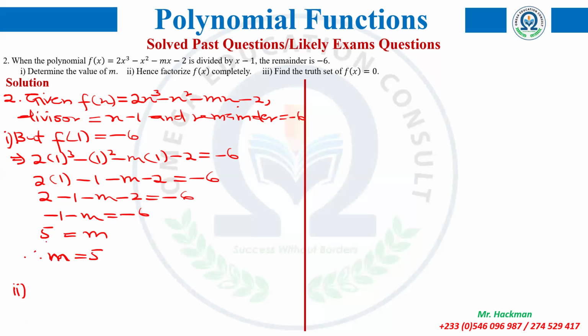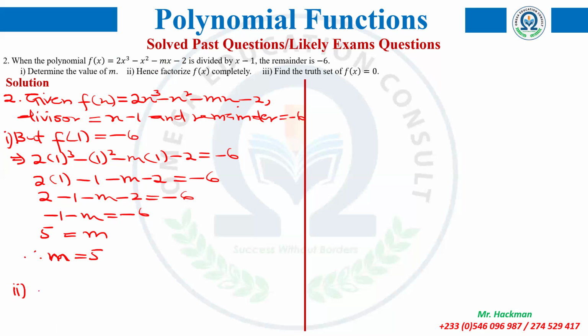So now that will be it for I. Now we need to factorize. But before you can factorize this polynomial, you need to know the exact polynomial. From the beginning, it was a general polynomial because you didn't know the m. Now that you know the m, you know the actual or specific polynomial. So you can factorize. So what do I do now?